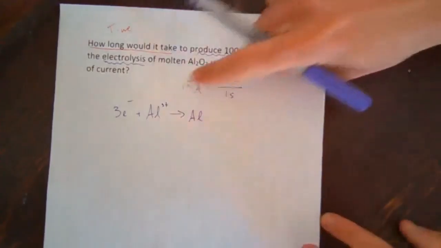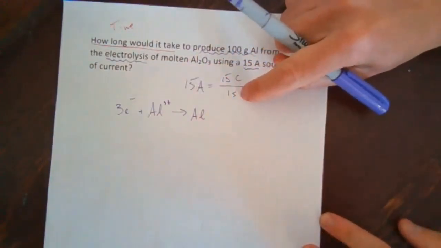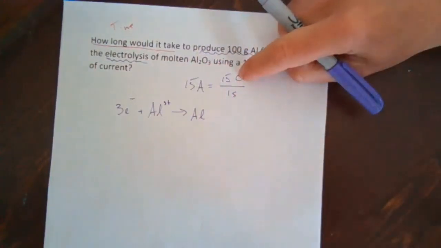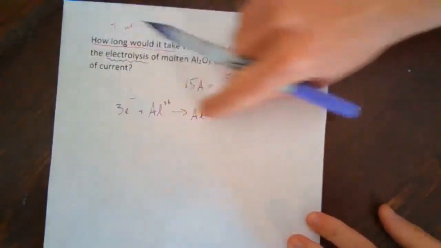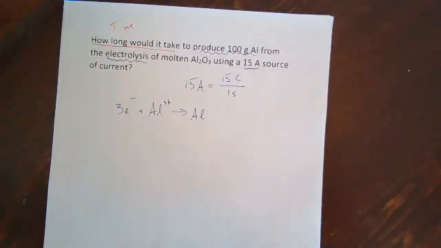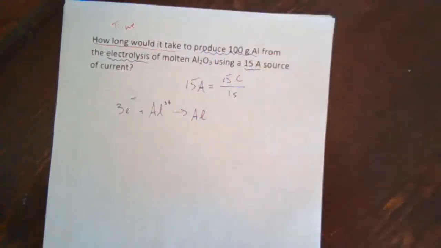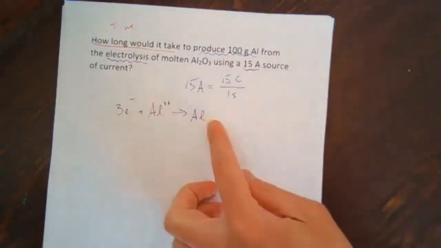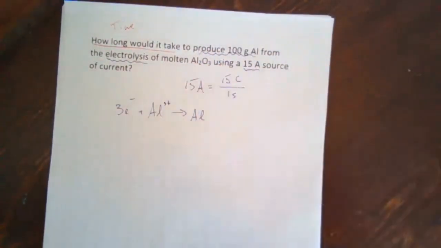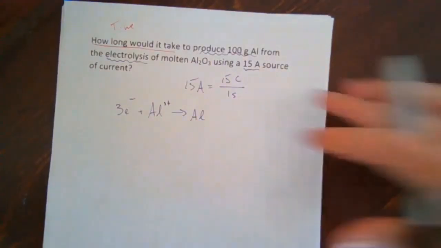So 15 amps tells us the relationship between time and charge, coulombs. Our balanced half reaction tells us the relationship between charge, amount of electrons, and mass of aluminum. So this is kind of some stoichiometry. This is our particular kind of driving, or how quickly this reaction is going to proceed. So we can put all this together into one big old unit conversion problem, basically.